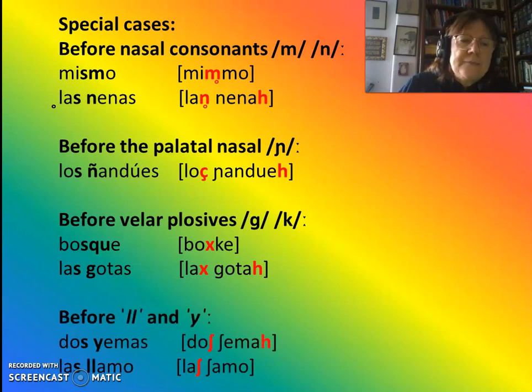And finally, when we pronounce the letters double L and Y, which in Santafesinian Spanish we produce as a voiceless palatal-alveolar fricative, we assimilate once more the alveolar fricative to the voiceless palatal-alveolar fricative that follows, and so we pronounce the letter S as "sh." "Dos yemas," "las llamo."